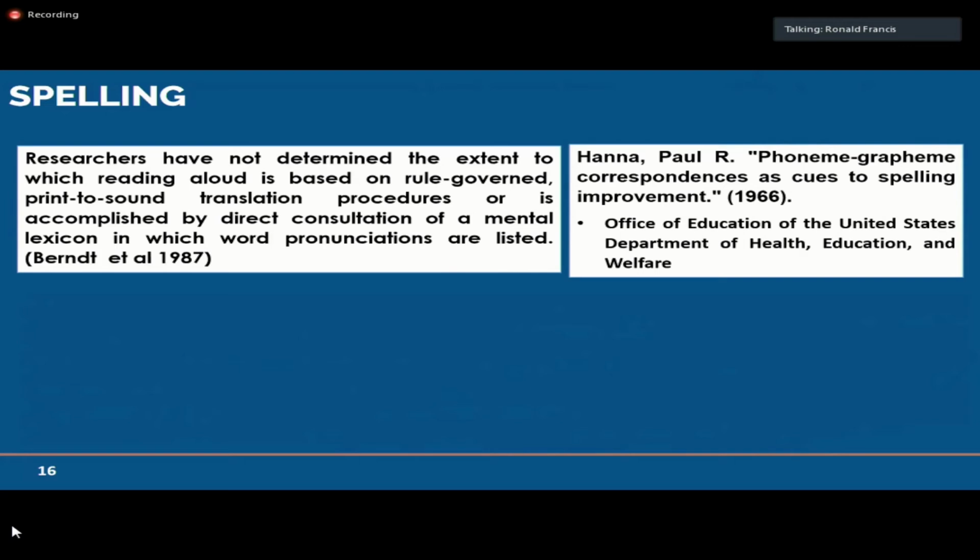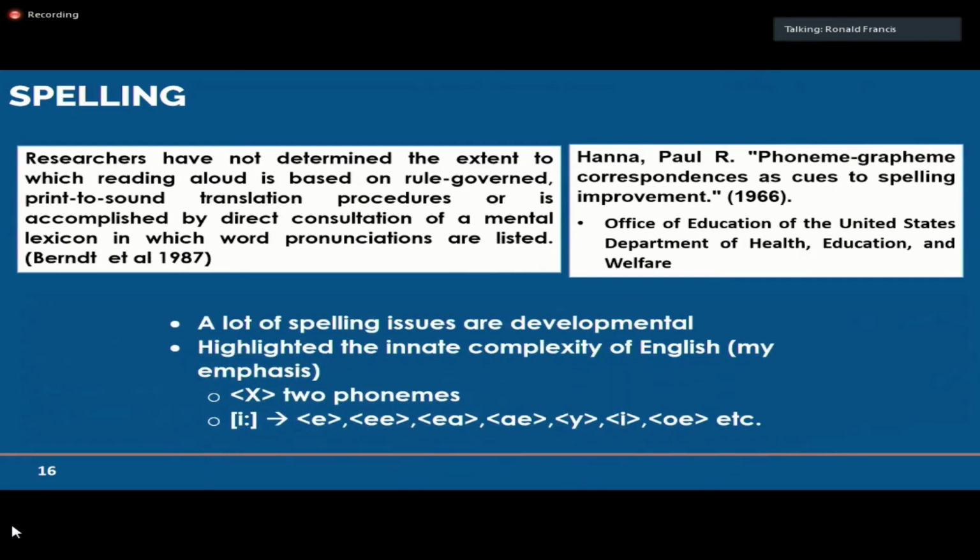The biggest study in this area is Phoneme-Grapheme Correspondences as Cues for Spelling Improvement, which was done by the Department of Health, Education and Welfare in the United States in 1966. It's like 1,200 pages long, and I really have not finished it. But basically, they said that a lot of spelling issues are developmental and not necessarily due to anything outside of normal cognitive development.